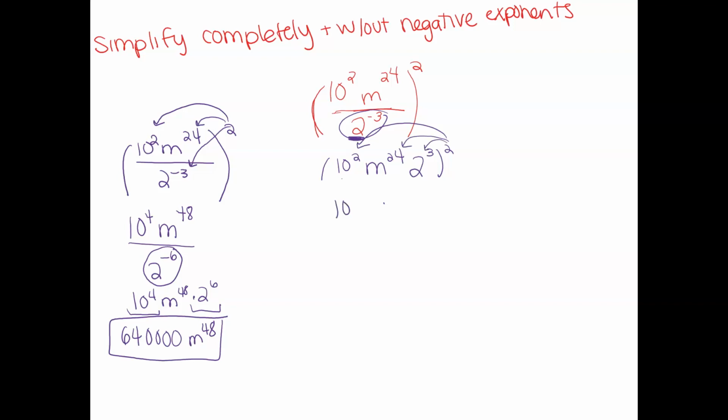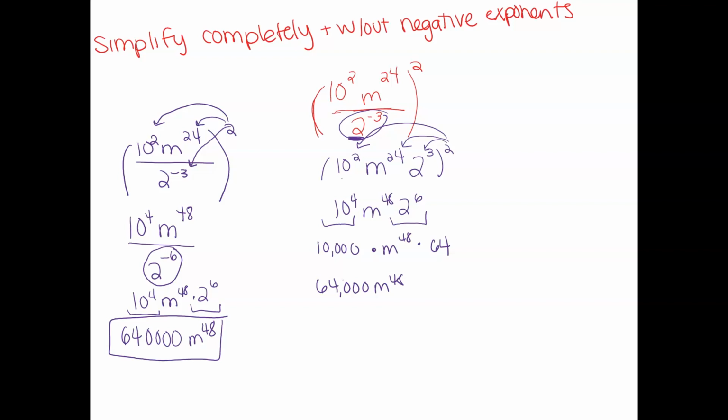And so that would give me 10 to the 4th, m to the 48, and 2 to the 6th, and then I would do the same thing. I would get both of those values, times m to the 48th, and I realize, oh, that's the same thing as before. Now, let's say you wanted to do it a different way.